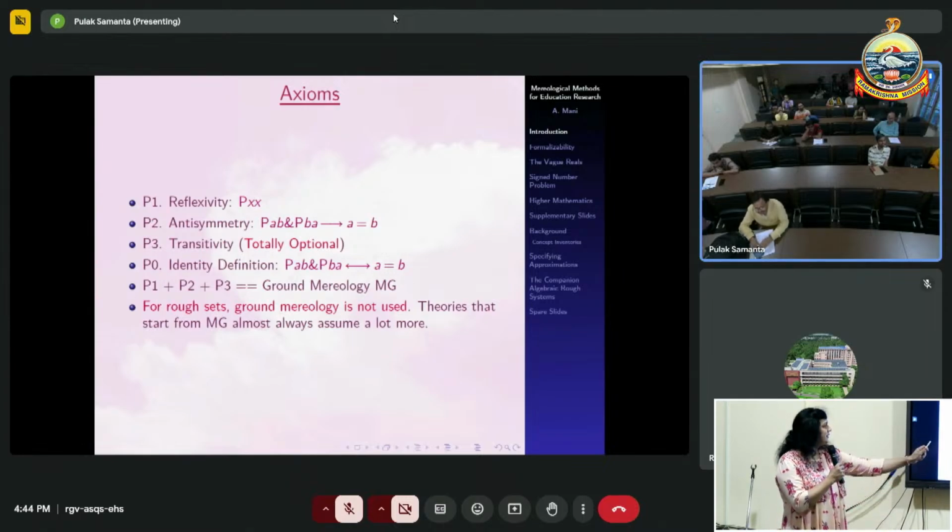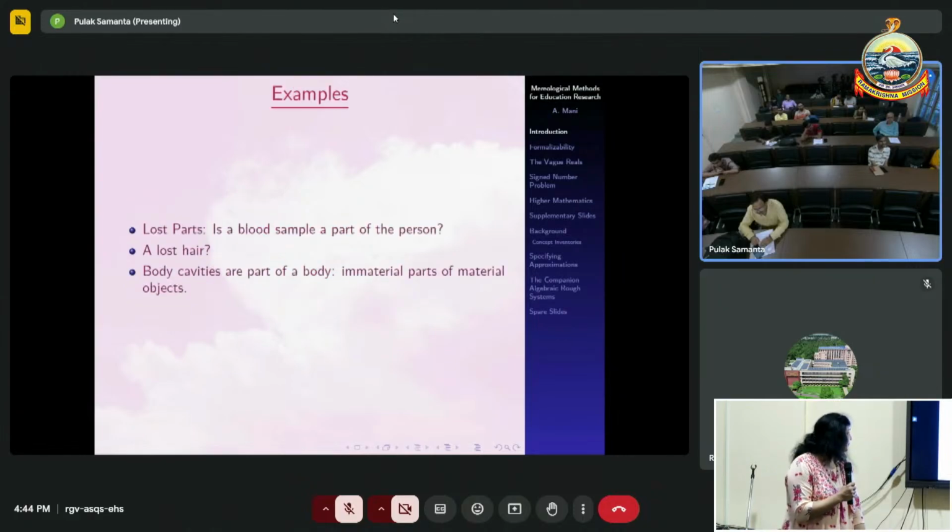And generally, theories that start from ground mereology always assume a lot more. That's how the formal theories are built. And there are several formal theories, for example, from an intuitionistic perspective and others. And these are about controversies associated with the part-of relation.